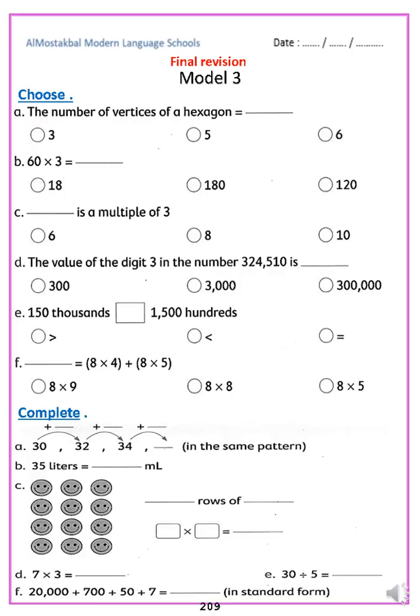Model 3. Choose the number of vertices of a hexagon. 6. 6 by 3 equals 18. Space is a multiple of 3. 6. The value of the digit 3 in the number 324,510 is 300,000. 150,000 or 1,500 hundreds? The answer is equal.